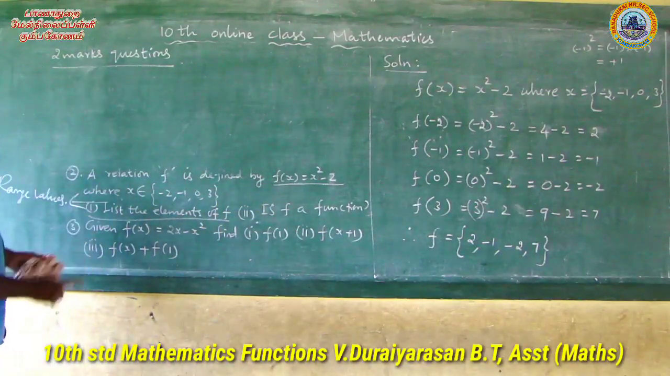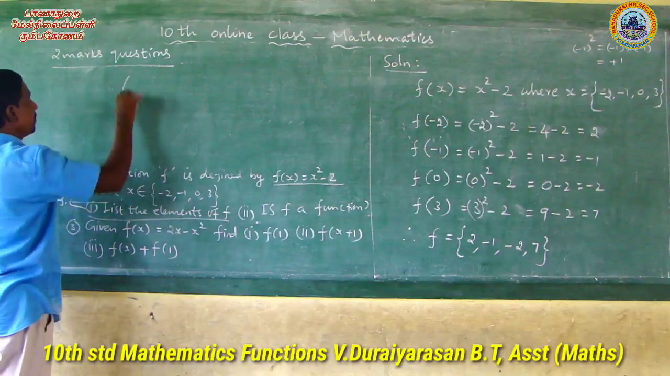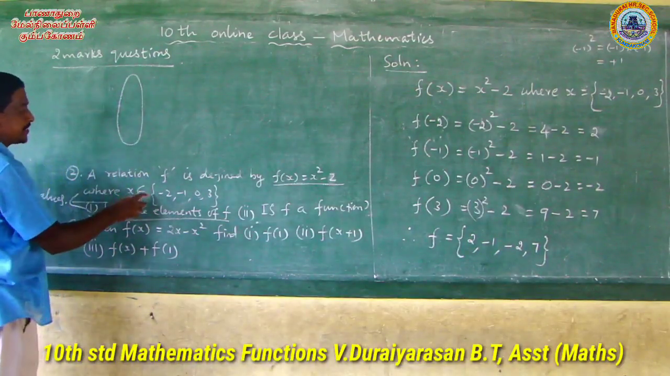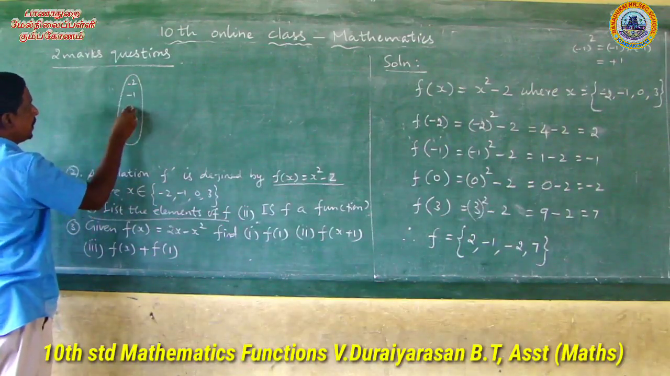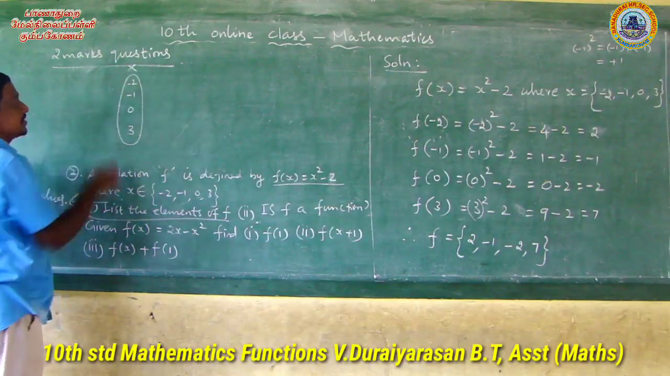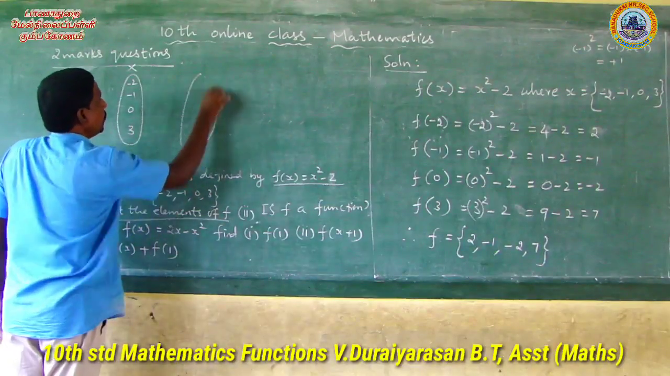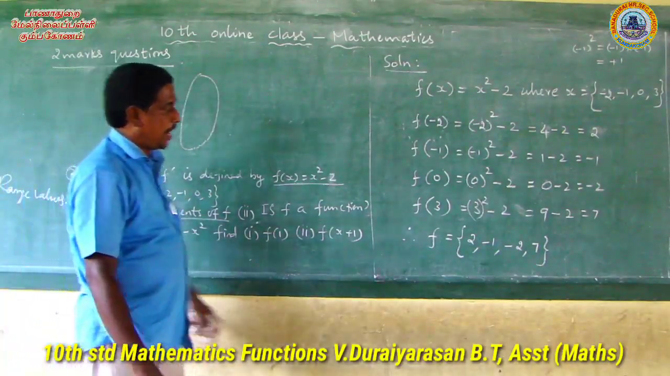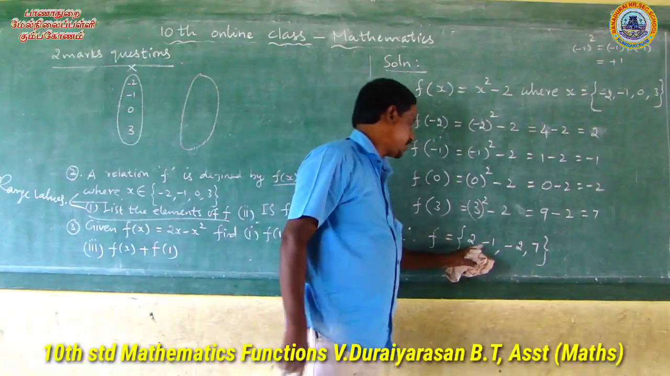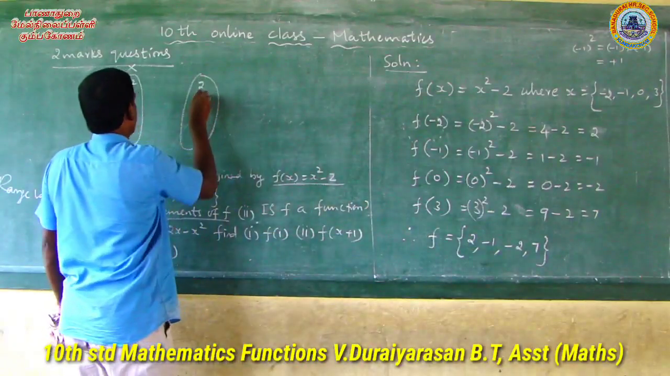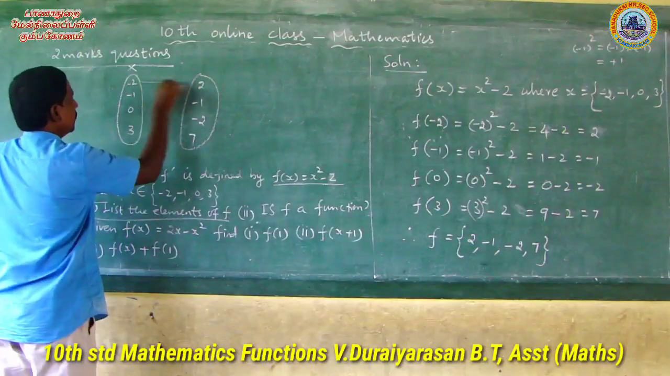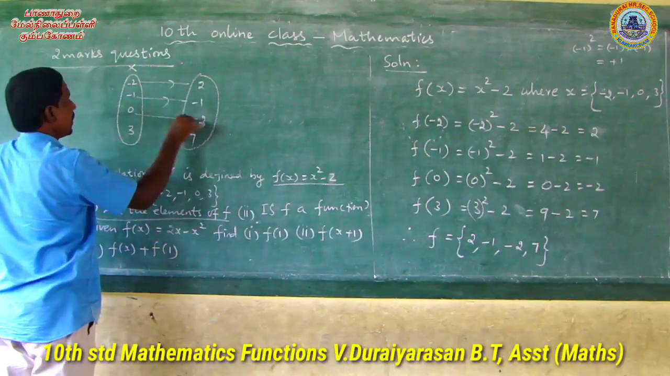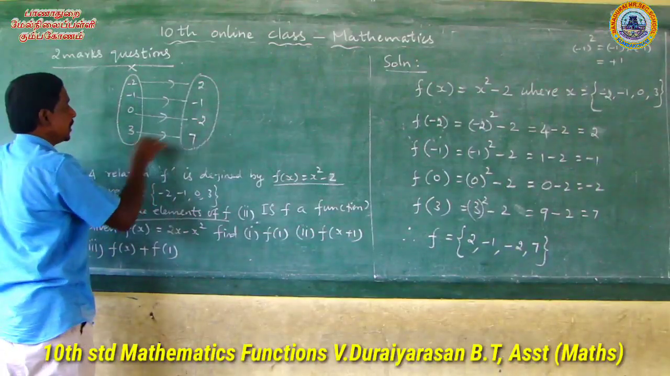First, draw the arrow diagram. What is the value of x? -2, -1, 0, 3. This is x. What is the value of y? Getting the values, getting the range: 2, -1, -2, 7. 2 to 2, -1 to -1, 0 to -2, 3 to 7.